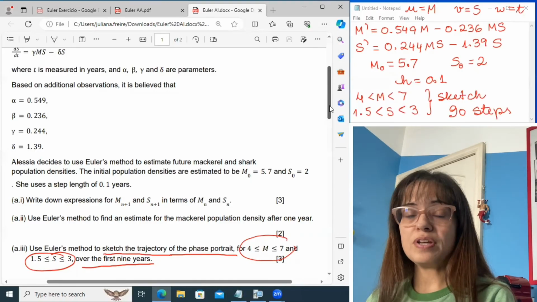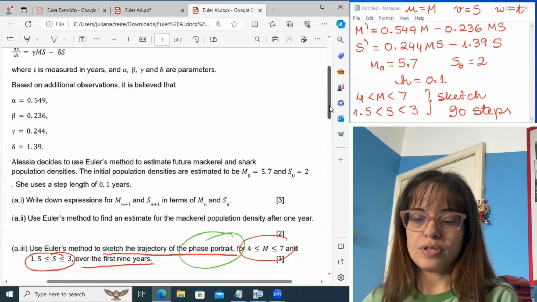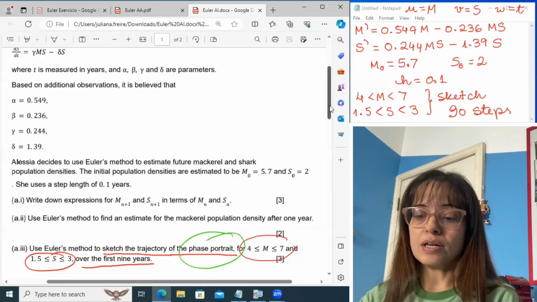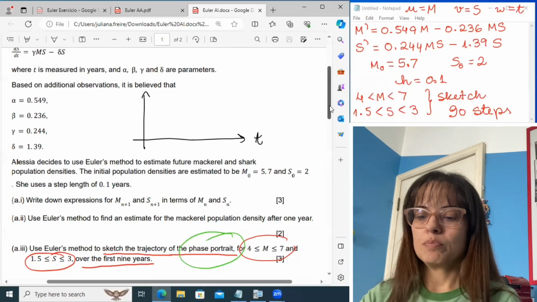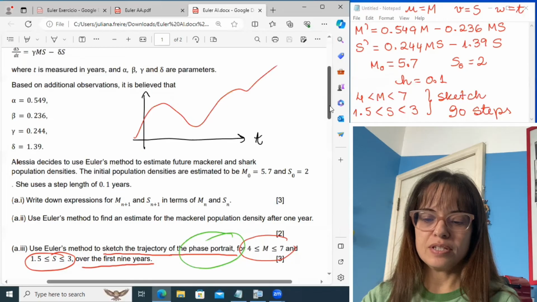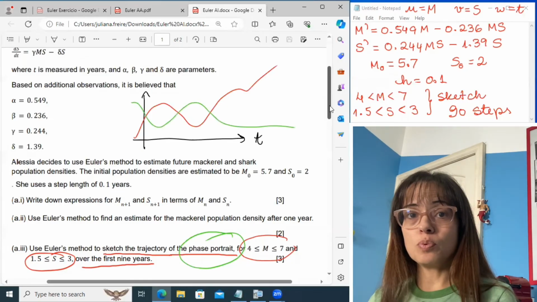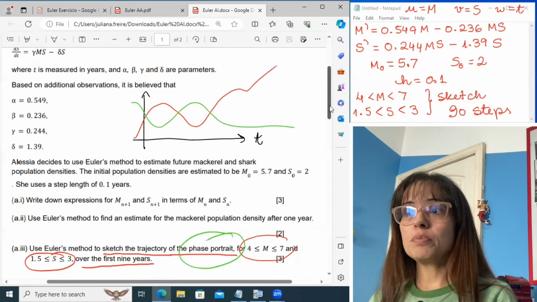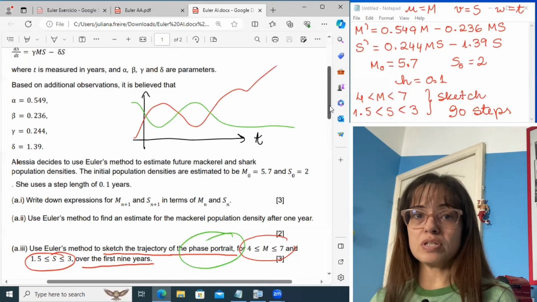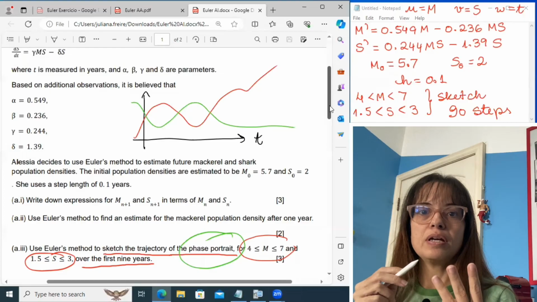Okay, but what is a phase portrait? Here is the thing. M and S are functions of time. I'm just drawing a random thing, okay? This is M and this is S. But this is not what he wants us to draw. Remember, we have 3 variables here the whole time. They are time, M, and S.